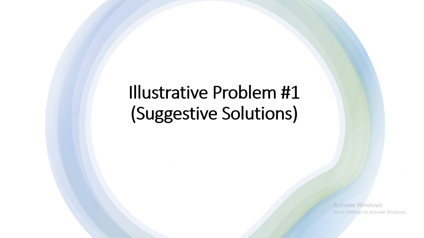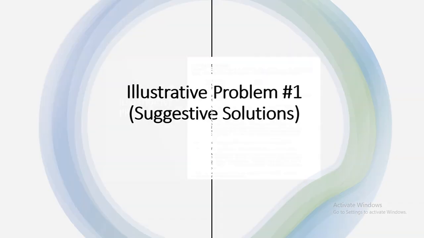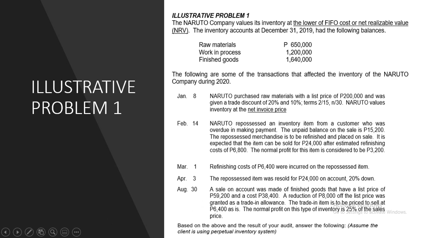So for illustrative problem number 1, suggested solutions. So the problem here is this one. The Naruto company values its inventory at lower of FIFO or NRV. The inventory accounts as of December 31, 2019, had the following balances: raw materials, work in process, finished goods. And then the following are some of the transactions that affected the inventory of Naruto company during 2020. So you do have your transactions for January 8, February 14, March 1, April 3, August 30.